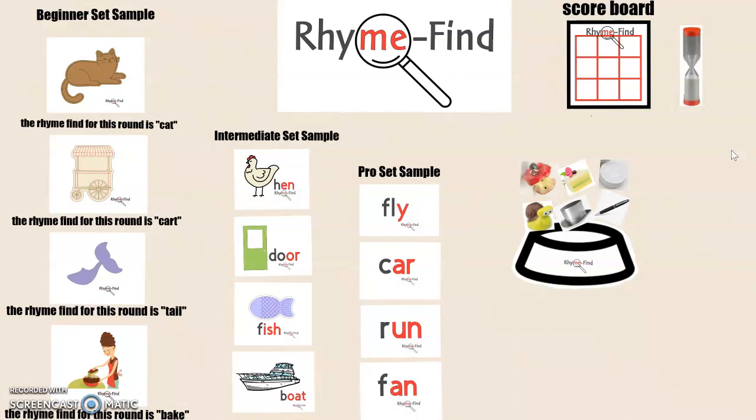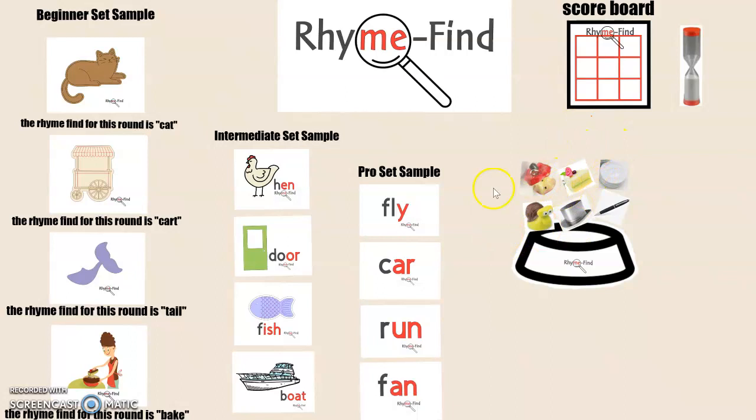And the goal of the game is for the students to find an object in this bucket that rhymes with the rhyme find word. So in this case, the rhyme find card says cat, so the goal would be for the students to find hat. Now, the teacher could have just put in 2 items. She could have just had the snail and the hat to make it easier for the students to find what rhymes with cat, or she could have left all these items to make it a little bit more difficult.